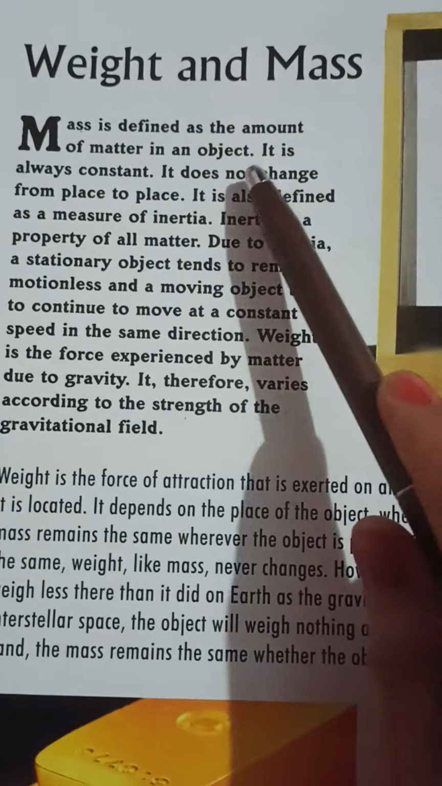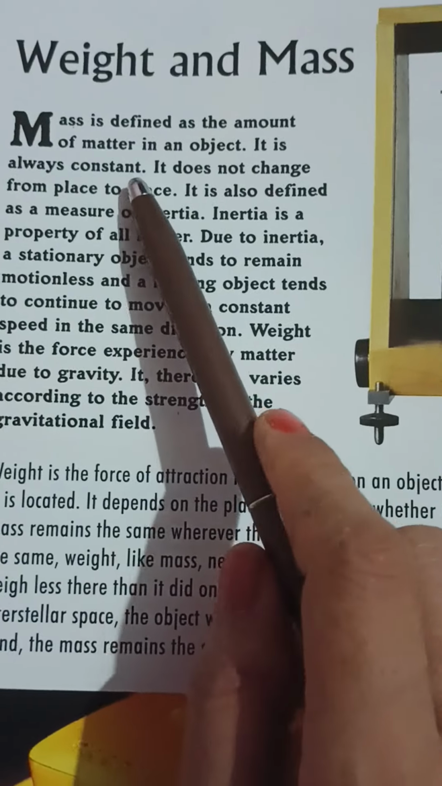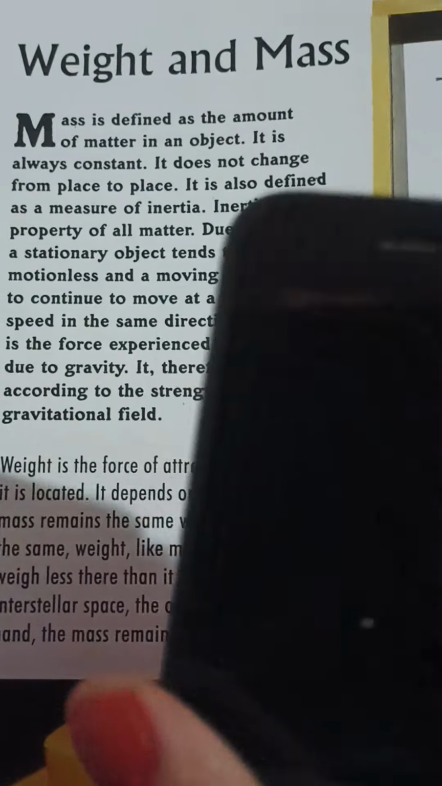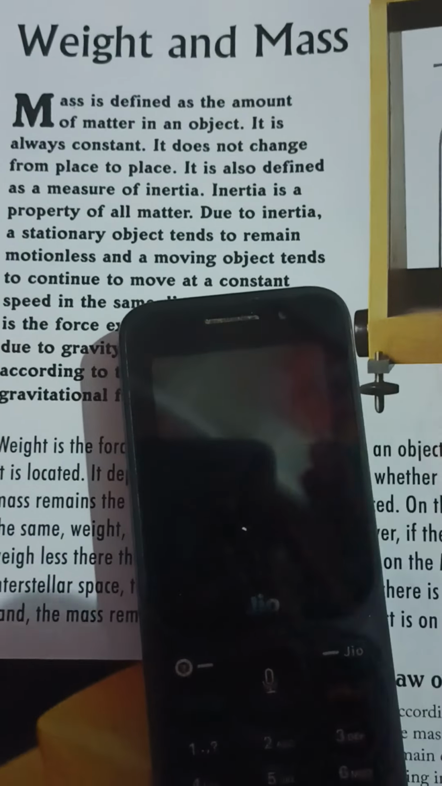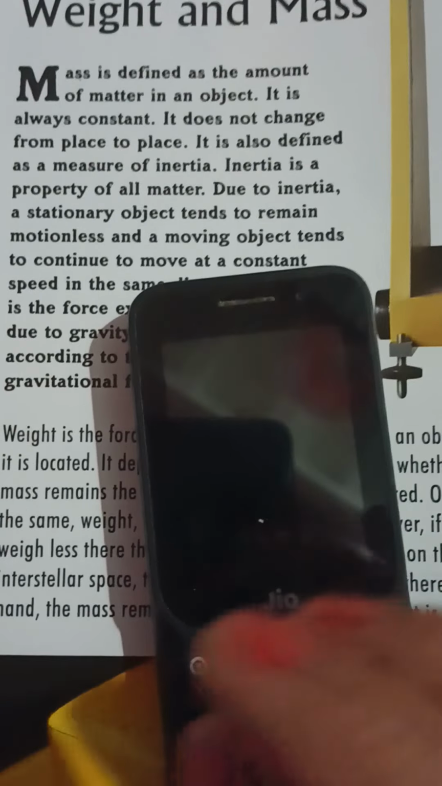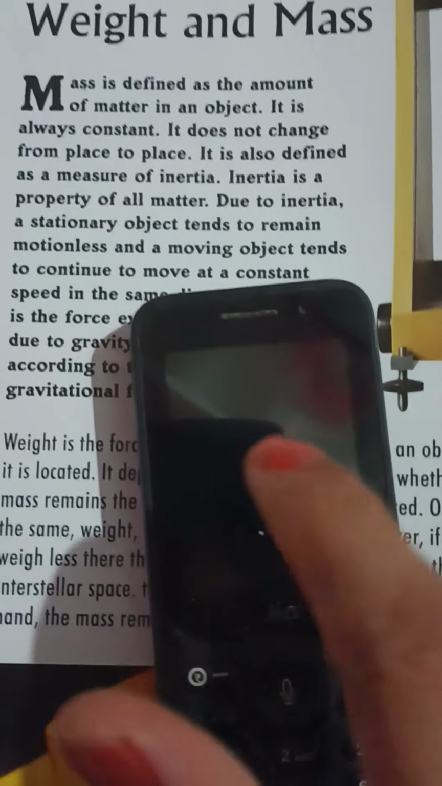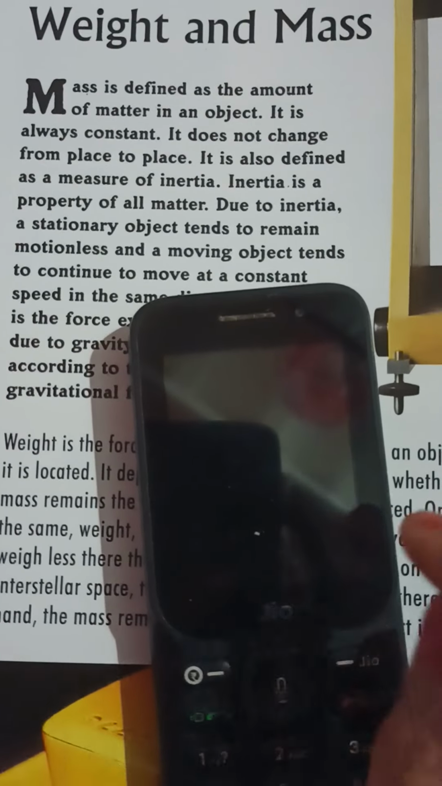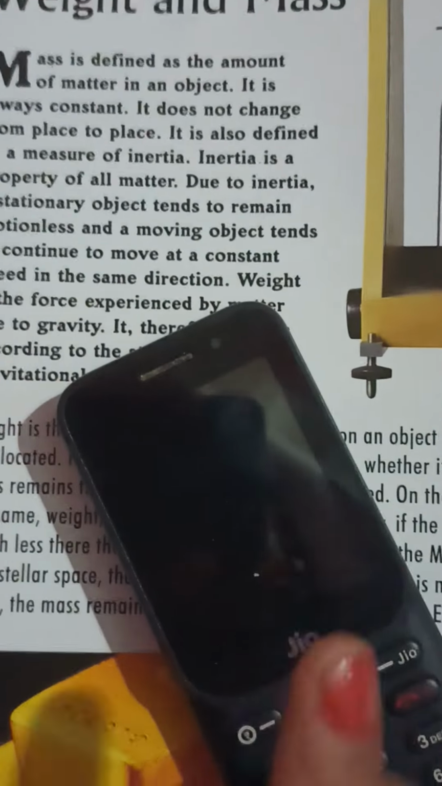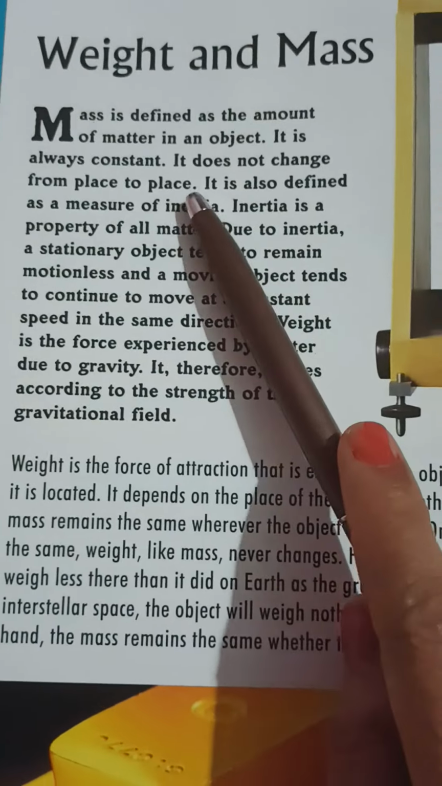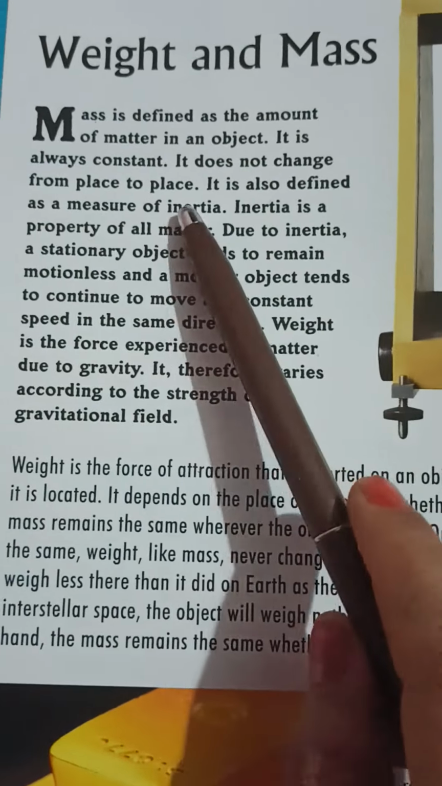नाउ नेक्स्ट सेंटेंस, इट इज़ ऑलवेज कॉन्स्टेंट. अगर हम बात करें इस सेल फोन की, अगर ये पृथ्वी पे रहे या किसी और देश में रहे, या नॉर्थ पोल हो या साउथ पोल हो, कोई ओशन हो और कहीं पर भी, सो इसका जो मास है इट विल ऑलवेज रिमेन द सेम कॉन्स्टेंट, इट विल नेवर वेरी. ऑल राइट. इट डज नॉट चेंज फ्रॉम प्लेस टू प्लेस.